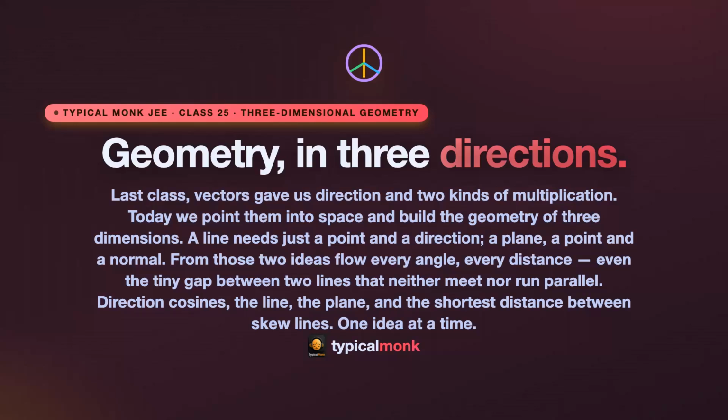Last class, vectors gave us direction and two kinds of multiplication. Today, we point them into space and build the geometry of three dimensions. A line needs just a point and a direction. A plane, a point and a normal. From those two ideas flow every angle and every distance. Even the tiny gap between two lines that neither meet nor run parallel. Direction cosines, the line, the plane, and the shortest distance between skew lines. One idea at a time.